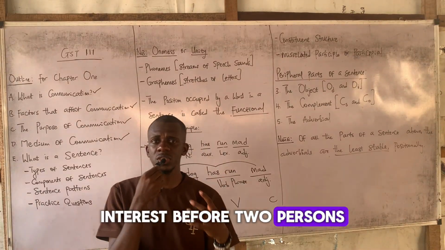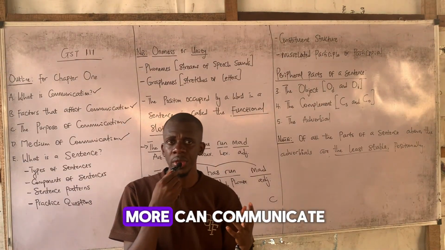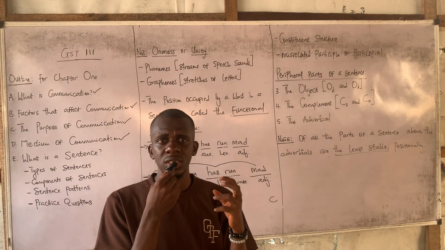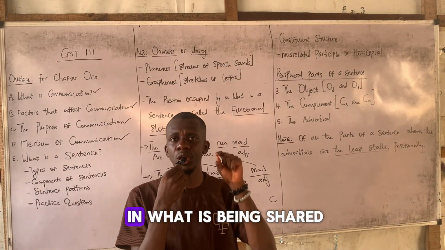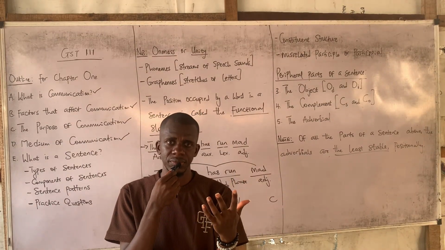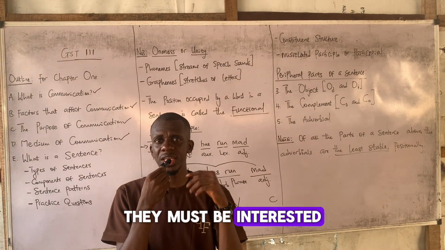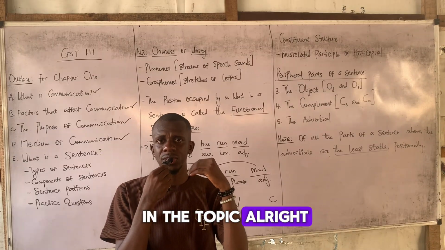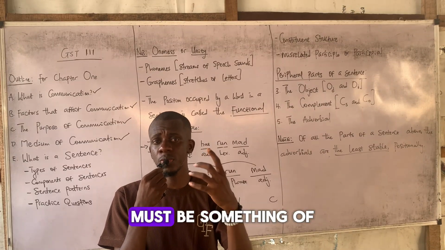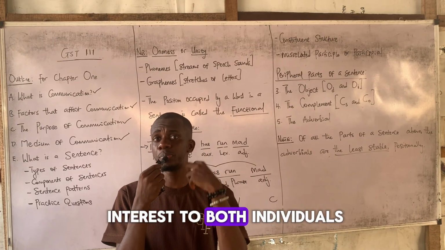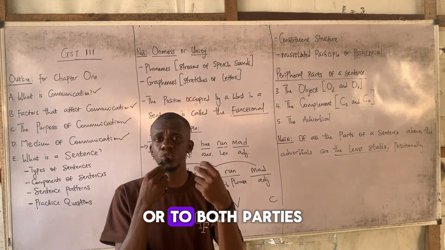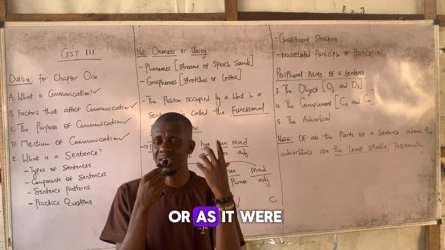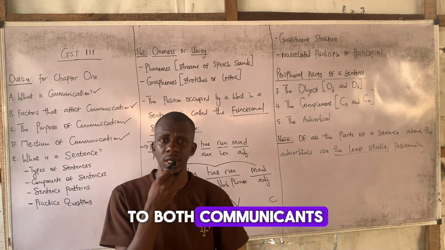The second factor that affects communication is mutual interest. Before two persons or two parties or more can communicate, they must be interested in what is being shared. They must be interested in the topic. That which is to be discussed must be something of interest to both individuals or to both parties, or as it were, to both communicants.